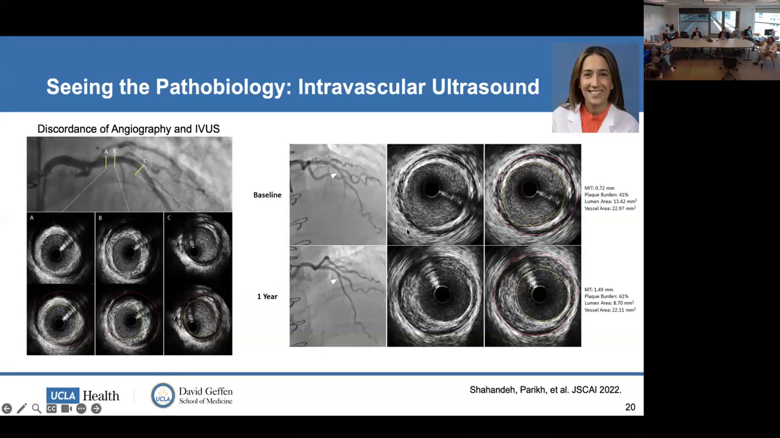And then here is an example of looking at a specific lesion from baseline to 1 year. And this kind of highlights the process that we see in CAV. You can see that from baseline to 1 year, you have increased intimal thickening. And then if you measure the actual vessel size, you can see that the vessel actually shrank. It's a little smaller on volumetric IVUS analysis compared to before. So you have that negative remodeling or lack of compensatory remodeling.